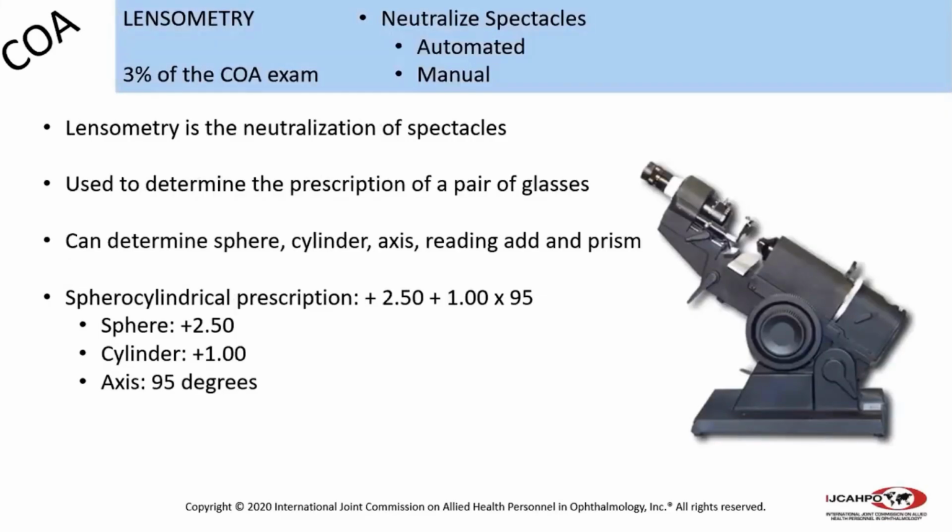Lensometry is 3% of the COA exam. Neutralizing spectacles, automated and manual. Lensometry is defined as the neutralization of spectacles. It is used to determine the prescription of a pair of glasses. It can determine sphere, cylinder, axis, reading add, and prism. In a spherocylindrical prescription, the example +2.50 +1.00 at 95 determines that the sphere is +2.50, with a cylinder of +1.00 and an axis of 95 degrees.